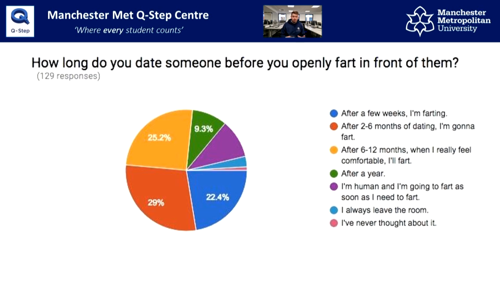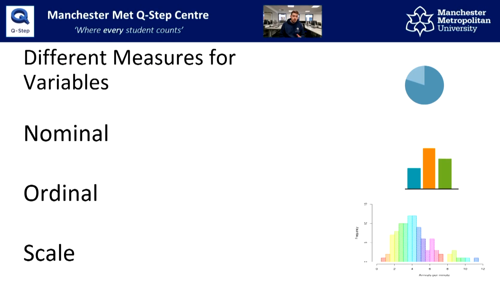What you can see here is different categories now, and looking at this we can see that the most popular category is between 2 and 6 months, and that was the orange slice of pie at 29%. So, as you can see, it's not that it completely changes the story, but it does give you a slightly different narrative just by changing the measurement. What you see in this slide is how we can use different measures for the same variable.